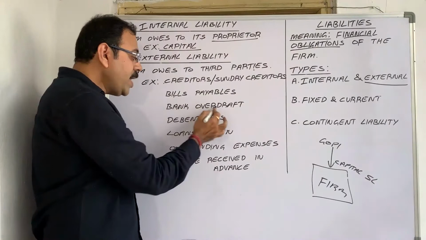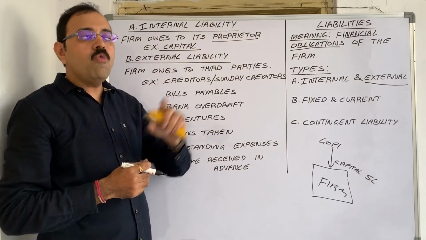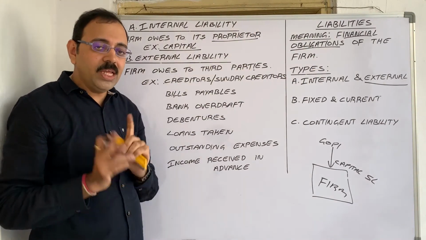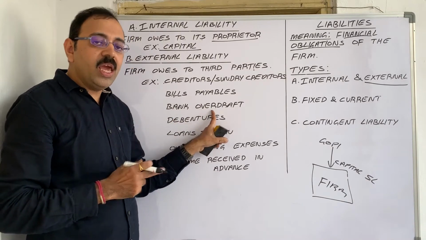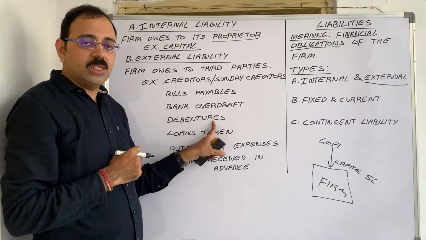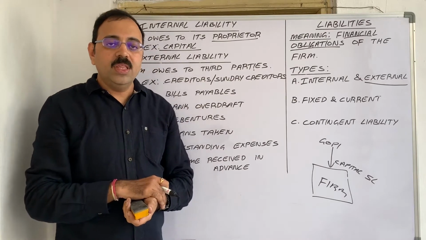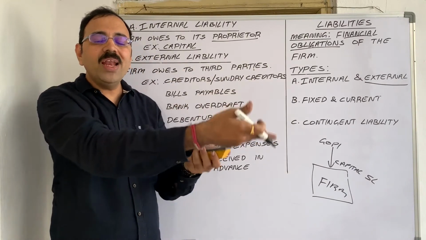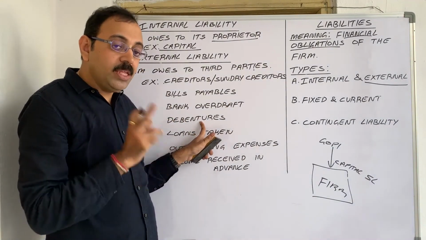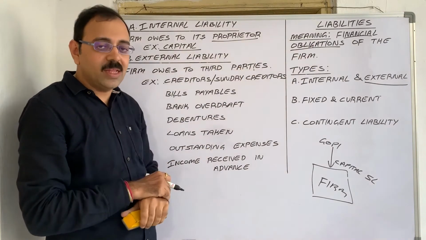Next one, bank overdraft. We have one bank account, and more than the balance we have in that account, we withdrew. It is known as bank overdraft. Here the firm is liable to the banker. Debentures means what? The firm took a loan from the public. Then to the public, the firm issued one acknowledgement. That document is known as a debenture. Debenture comes under external liability because we are taking that loan from the public.